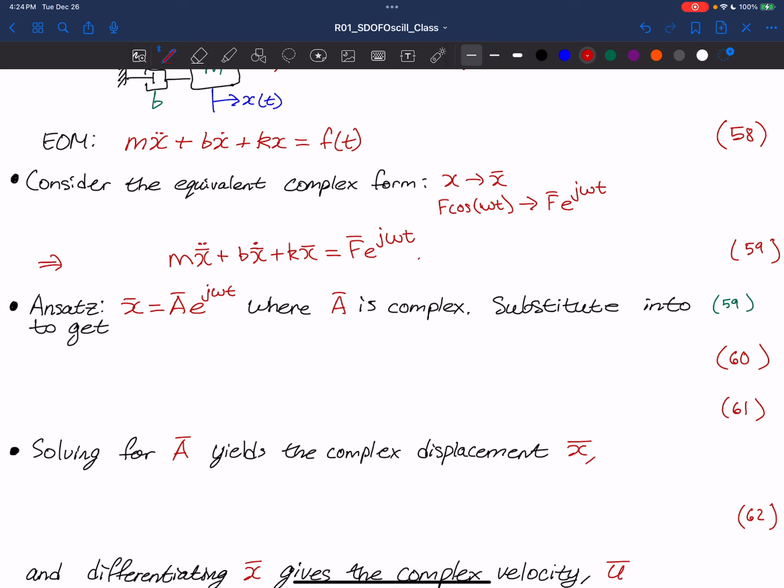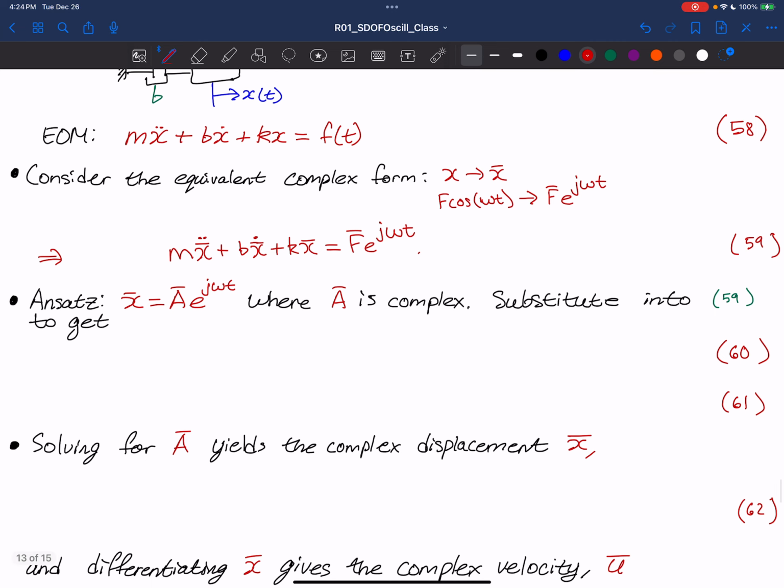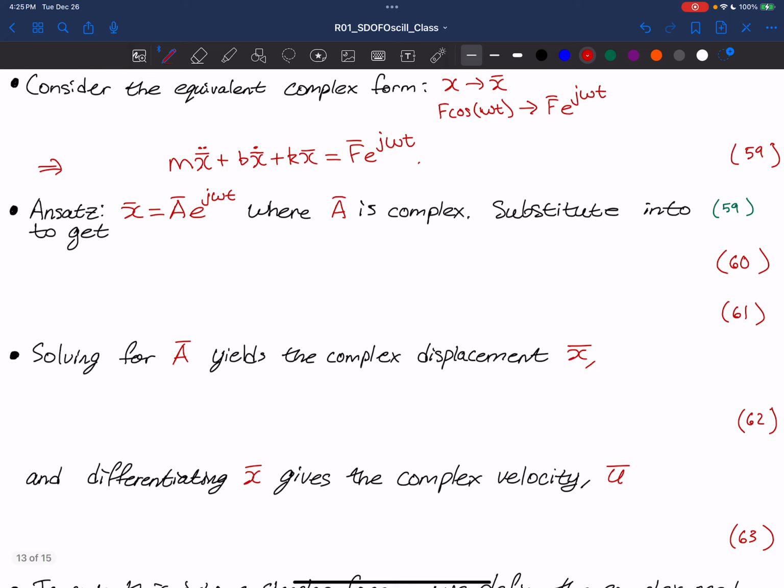From here, we're going to form an ansatz, and we're going to say that our displacement is equal to some complex amplitude A times e to the j omega t, where A is again complex. We're going to substitute that into equation 59, and we'll get the following: minus m omega squared plus j omega b plus k, times A bar e to the j omega t, is equal to F bar e to the j omega t.